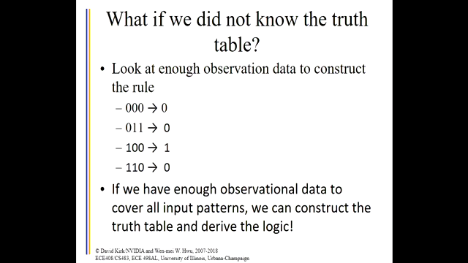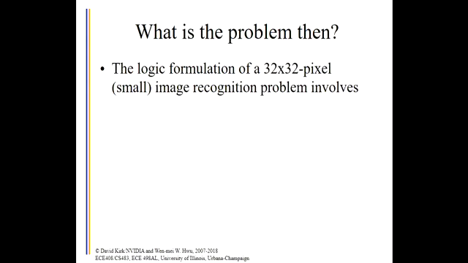So this is the foundation for any feed-forward network. If we have enough observational data that covers all the input patterns, or a sufficiently big amount of the input patterns, we can construct the truth table and derive the logic, or derive a logic that operates close enough to the exact design. That's the whole point about this machine learning approach, what we call the feed-forward approach.